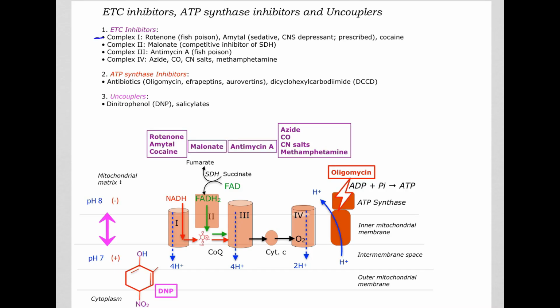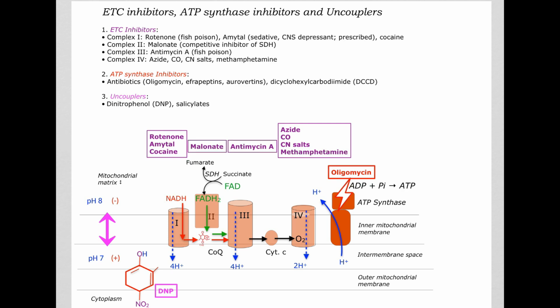Complex 1 can be inhibited by rotenone, that's a fish poison as well as an insecticide. It can be inhibited by amytal, which is a sedative, CNS depressant, and complex 1 can also be inhibited by cocaine. So rotenone, amytal, cocaine are all examples of complex 1 inhibitors.